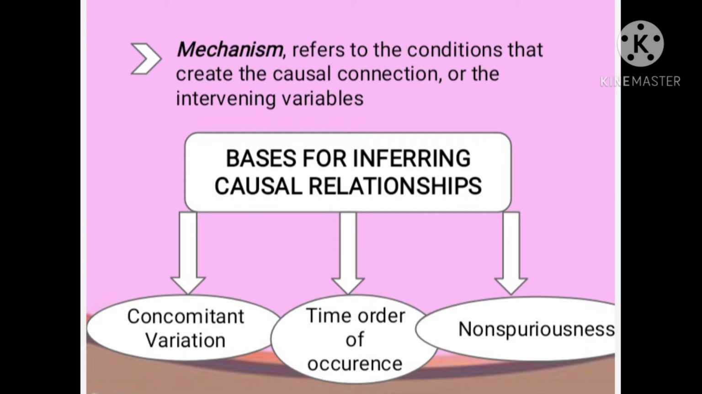We have also the mechanism, which refers to the conditions that create the causal connection or the intervening variables. So next, we have here the basis for inferring causal relationships. First, we have the concomitant variation. Next, the time order of occurrence. And lastly, we have the non-spuriousness.